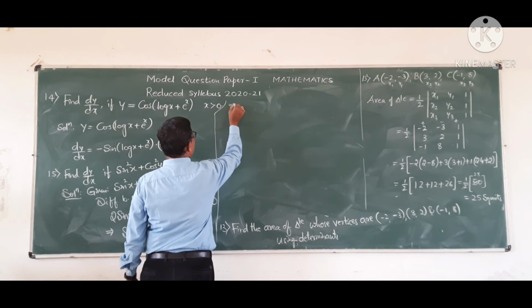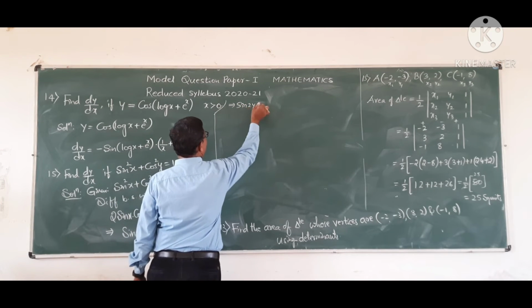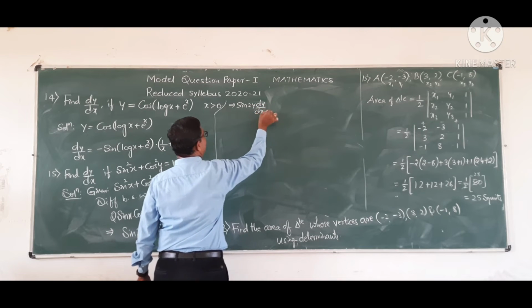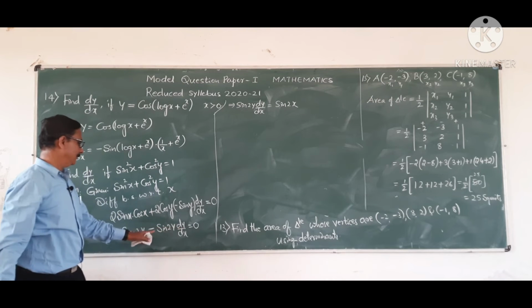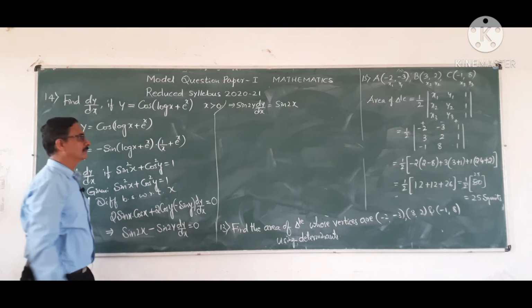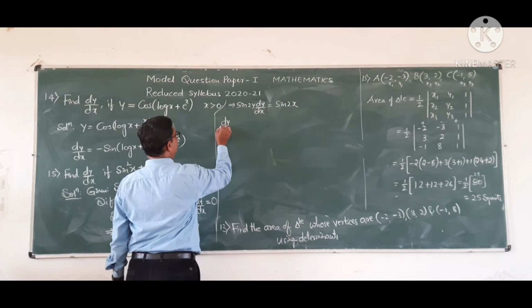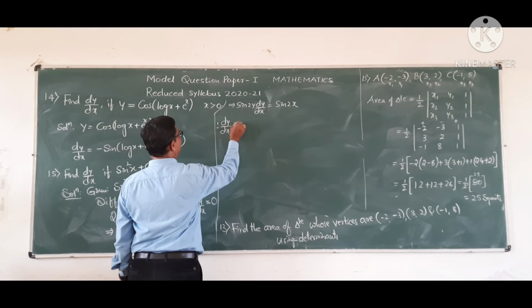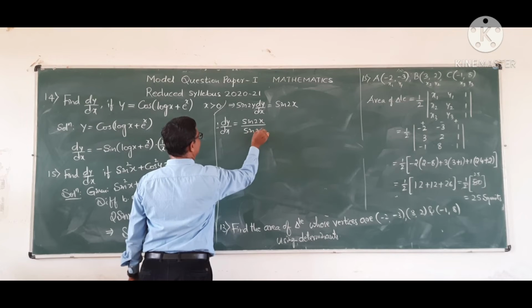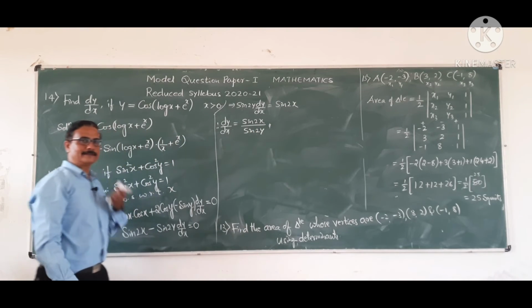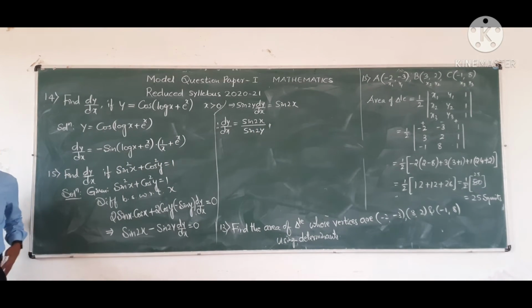This implies sin 2y dy by dx is equal to sin 2x. Divide by sin 2y, therefore dy by dx is equal to sin 2x divided by sin 2y. That is the answer.